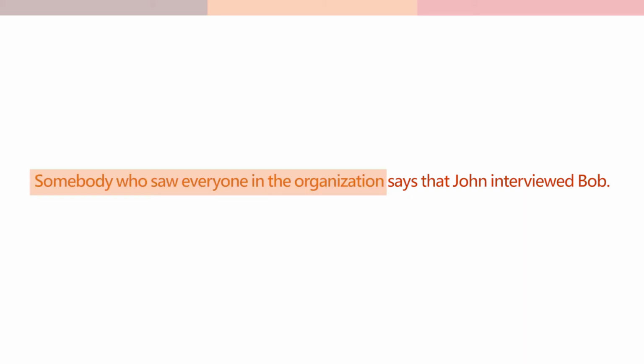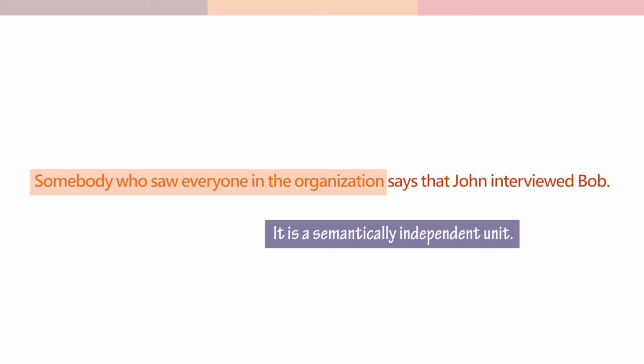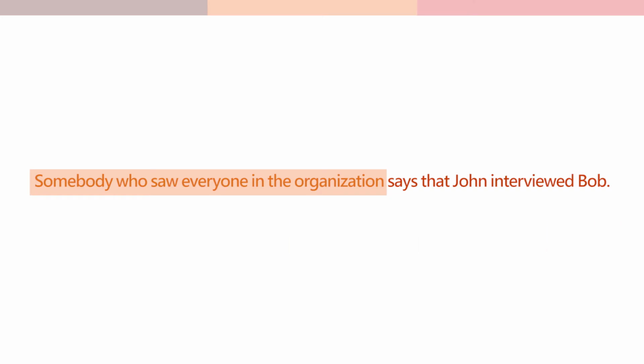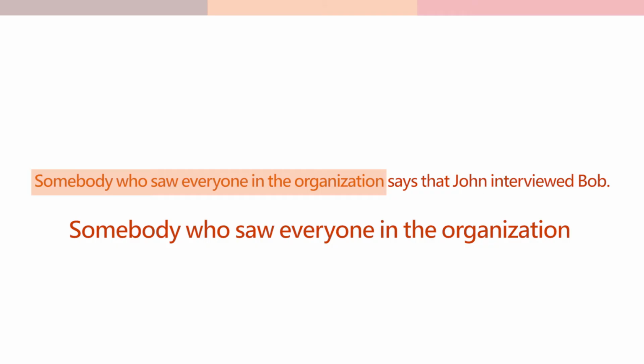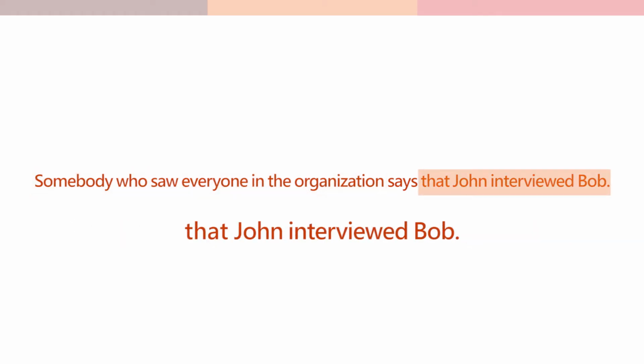somebody who saw everyone in the organization is a unit. This is a constituent. How do you know it's a constituent? For one, you know that it has an independent unit. So you know that you can take this out of the sentence. It still works, but there are more objective ways of figuring out what constituents are, which we will cover in later videos. If I take it out of this complex sentence, it is semantically independent and it makes sense because it is a constituent. You can also say that's another sentence within this bigger sentence. So John interviewed Bob is again another constituent.